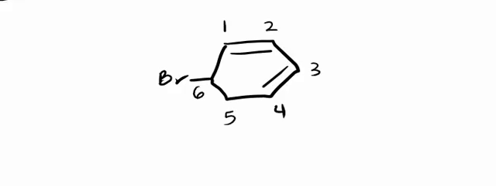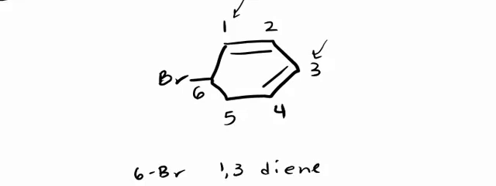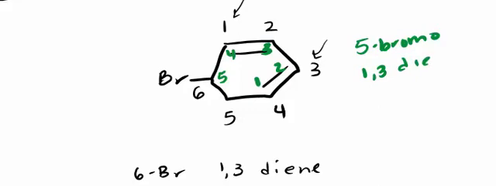Now that puts bromine at 6, and that puts my double bonds starting at carbons 1 and 3. Now this is a diene, so I'm going to leave this here. Now I'm going to number from the inside. What if I start here? Then I have a 5 bromo and I have a 1,3 diene.